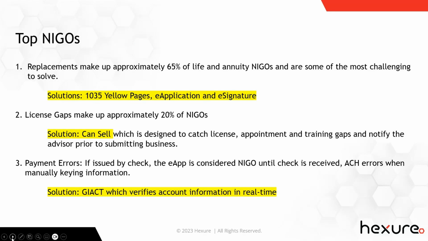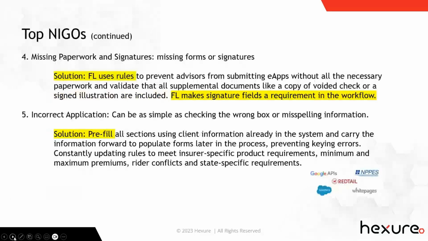Some of the more common NIGOs happen when it comes to replacements. 65% of life and annuity NIGOs are due to replacements. Licensing gaps and payment errors are all pretty common as well. And sometimes there's just missing paperwork, missing signatures on a paper app, hence why the Firelight workflow is so useful.